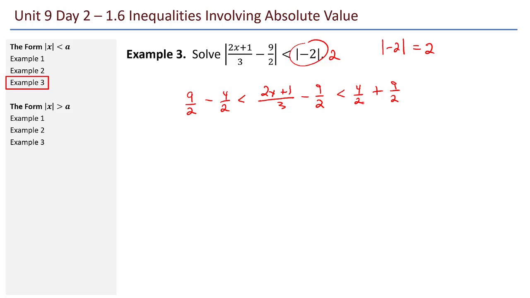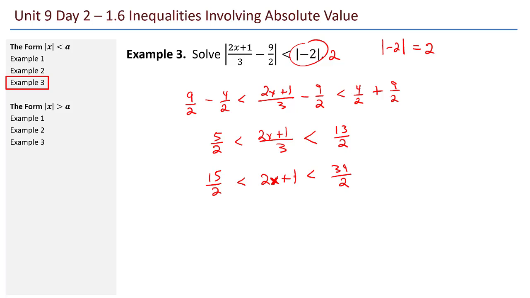And now we can see how to add those fractions nicely. So on the left, I have 5/2. And on the right, we have 13/2. Now, multiply everything through by 3. All right, I'm getting closer. I'm still searching for this x. I'm trying to get x by itself in the middle. It looks like I'll need to subtract 1 from all parts, and then I'll need to divide by 2.